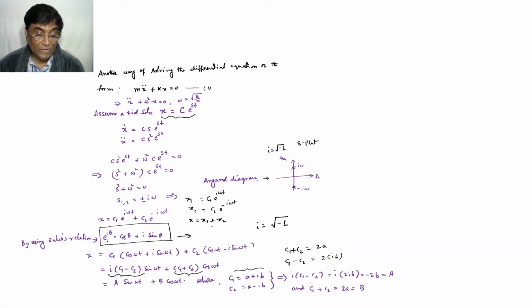So here, because e to the power i theta equals cos theta plus i sin theta, this means the system response will be oscillatory in nature, and purely oscillatory, because the roots are purely on the imaginary axis. Had there been roots like this, that means it has a real component.